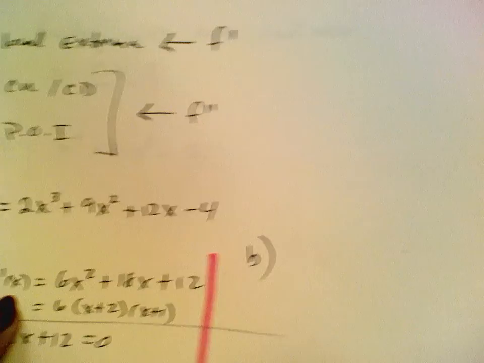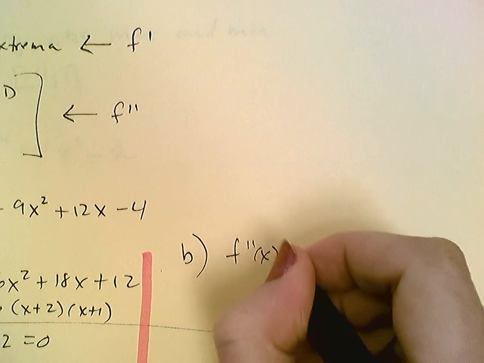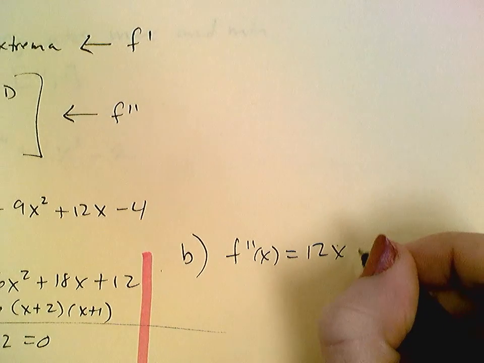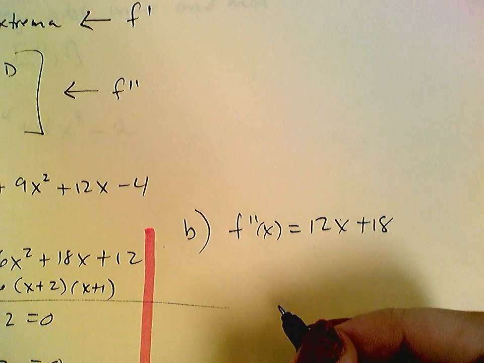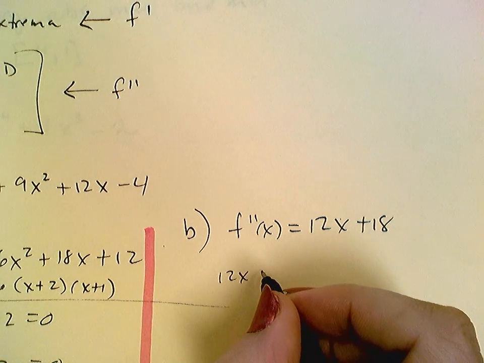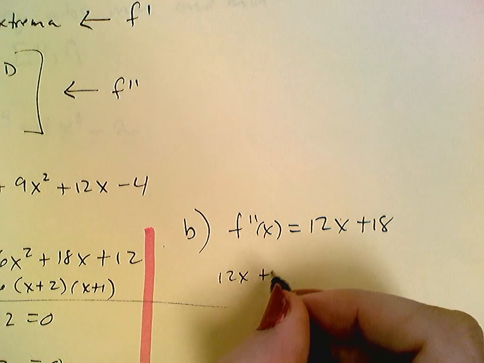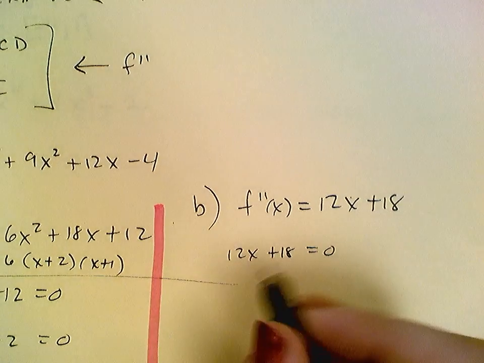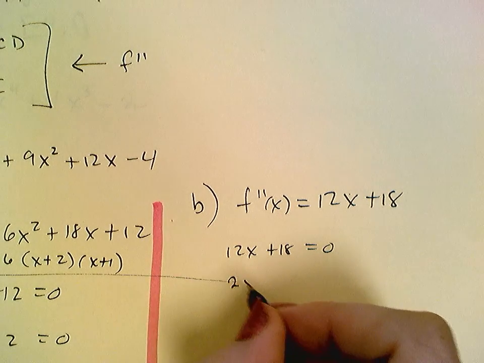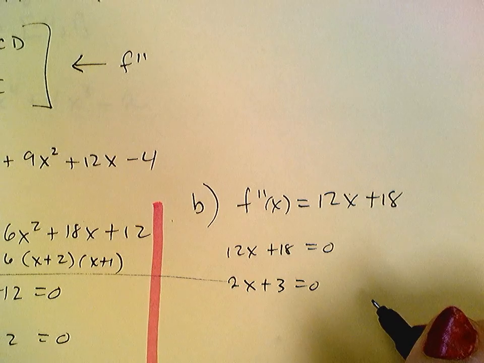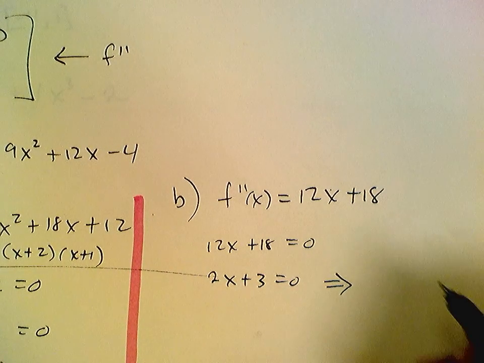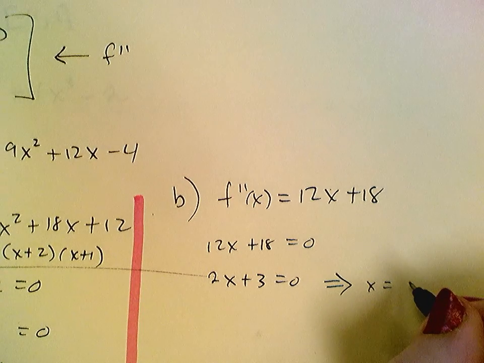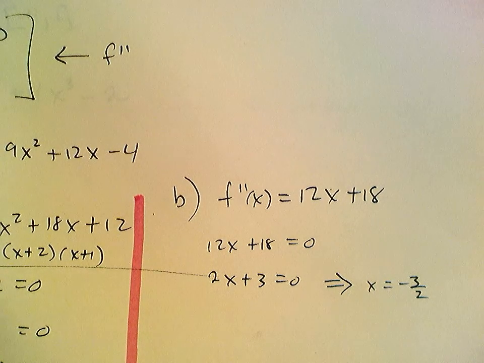And then for the second derivative, it is 12x plus 18. All right, and then you've got to find where this is 0 or undefined. And then, so this is x plus 3 equals 0. And then, all right, so x is negative 3/2.